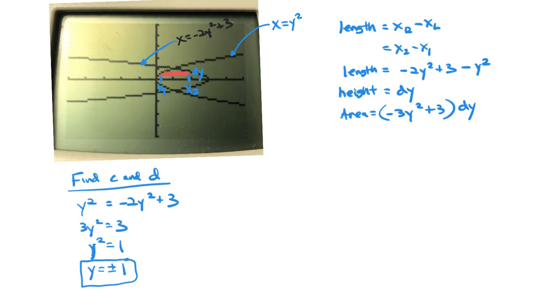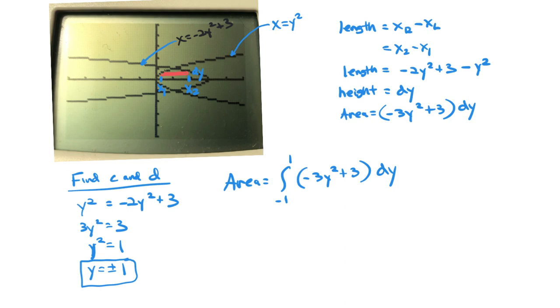So then the total area here, the area between these two curves, is going to be the integral from negative 1 to 1 of the right function minus the left function, which we already did up here. This is right minus left, and we cleaned it up already. So that's just going to be the integral of negative 3y squared plus 3 dy.